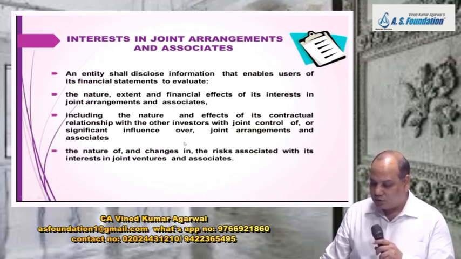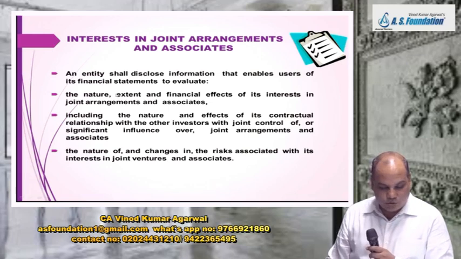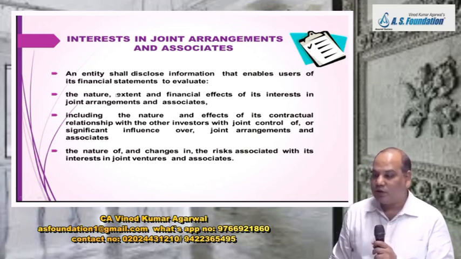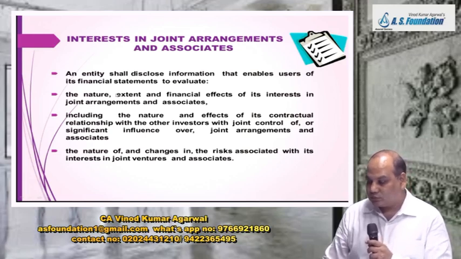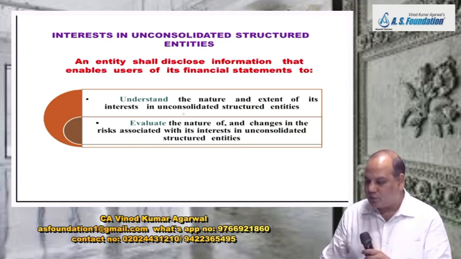joint arrangement and associate. And then from risk point of view, the nature of and changes in the risk associated with its interest in joint venture and associate. In all the disclosures you will find one line is the risk and changes in the nature of risk. Last disclosure, interest in unconsolidated structured entities. An entity shall disclose information that enables users of the financial statement one, to understand the nature and effect of interest in unconsolidated structured entity.